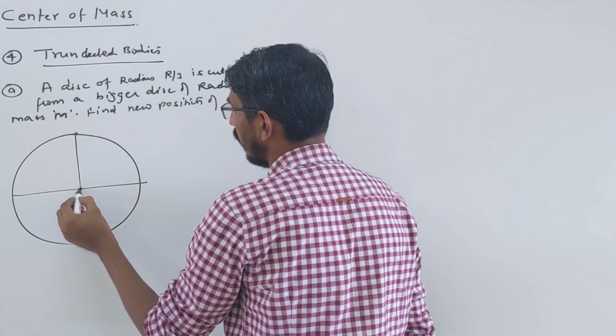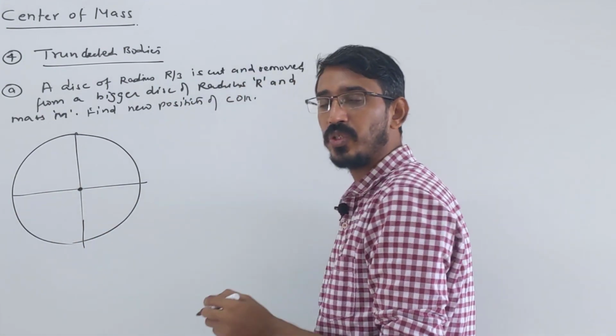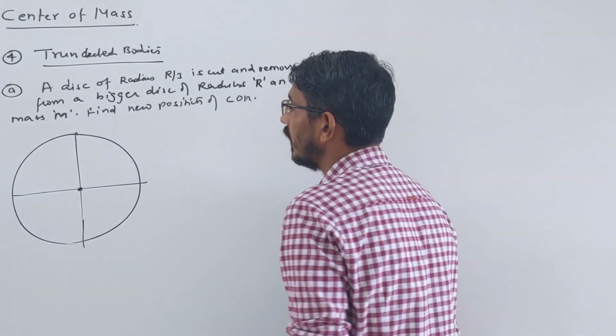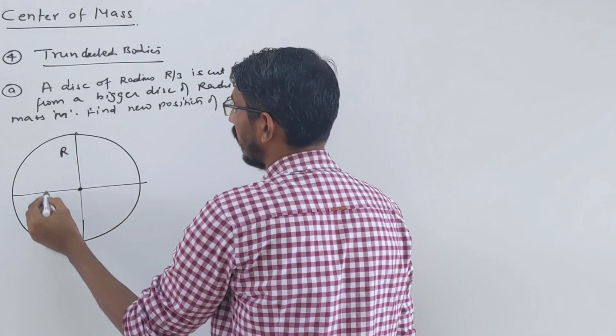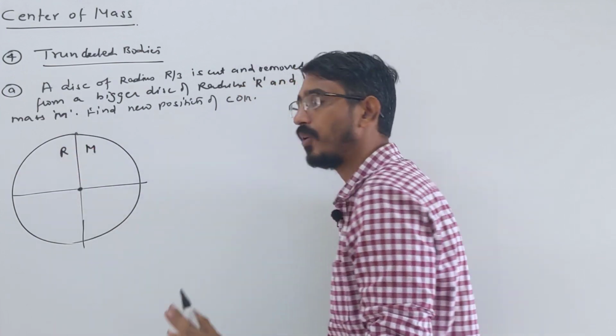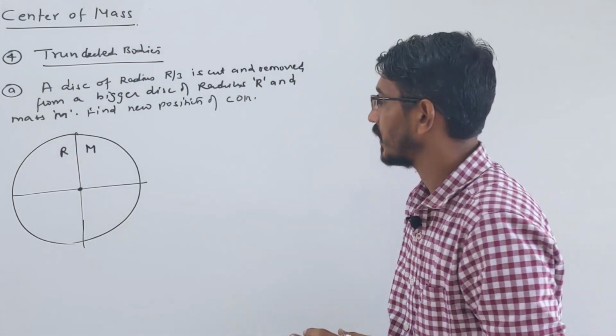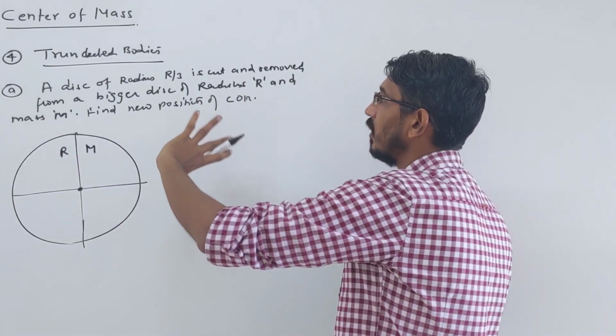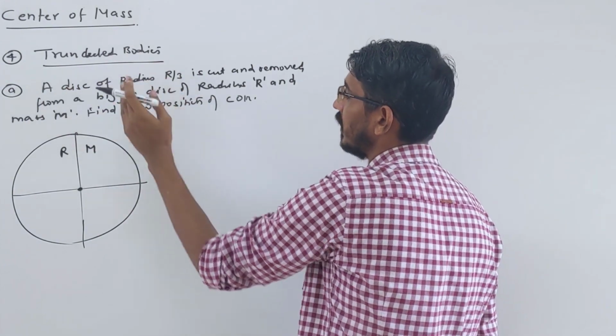This disk, obviously the center of mass will be at that point, the geometrical center, since it is a uniform disk. The radius of this is given as r and the mass is also given as m. This is your complete original disk, the first disk. Then a part, another smaller disk, is cut and removed from here.